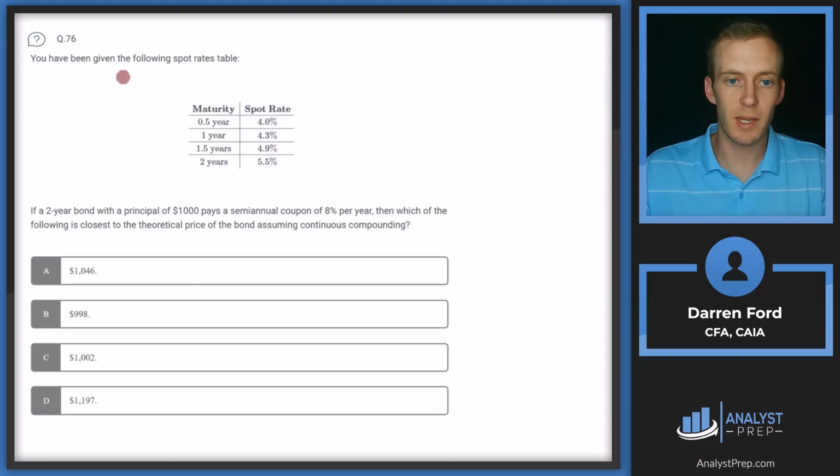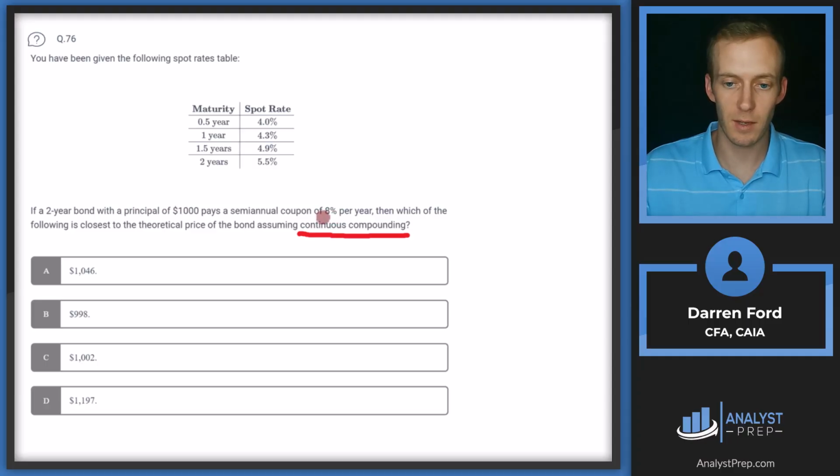Question 76. You've been given the following spot rates table. So we've got maturity at half year, 1 year, 1.5 years, and 2 years in those respective spot rates. If a 2-year bond with a principal of $1,000 pays a semi-annual coupon of 8% per year, which of the following is closest to the theoretical price of the bond, assuming continuous compounding? So we're assuming continuous compounding, and what we're essentially going to do is take all of our cash flows. We're doing a semi-annual coupon at 8% per year.